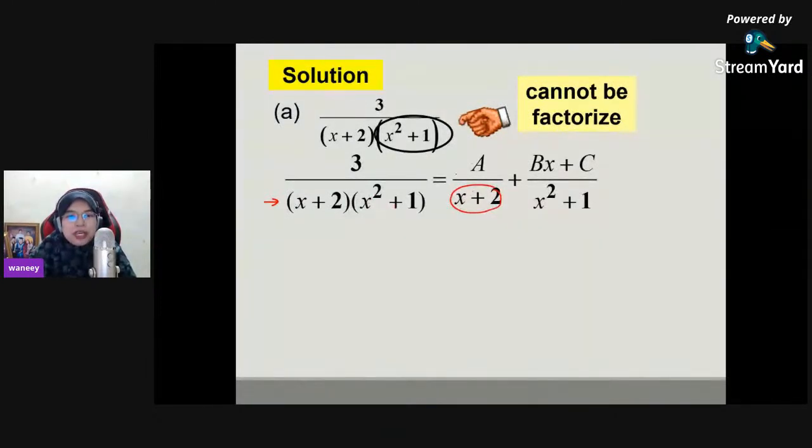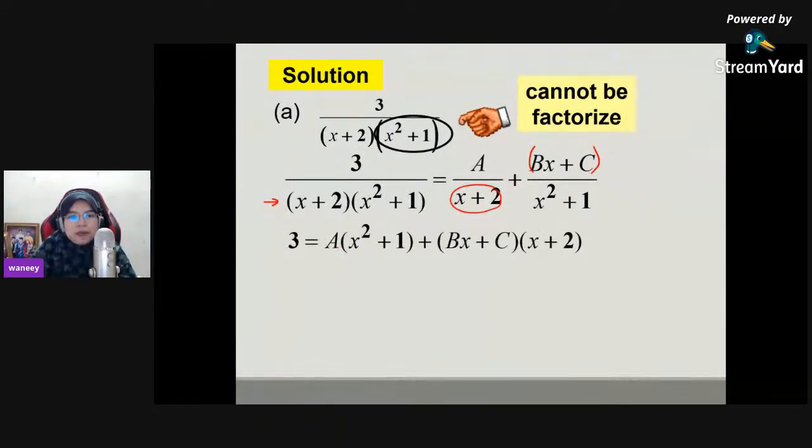So A will be times with x squared plus 1. Meanwhile, for bx plus c, don't forget, write them down inside a bracket first. And then take x plus 2, x squared plus 1, divide with x squared plus 1. So that means bx plus c will be times with x plus 2. So the first step, we separate into two fractions. Second step, we need to have a common denominator.